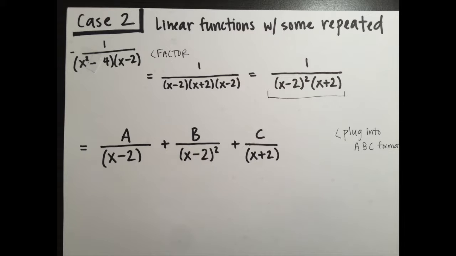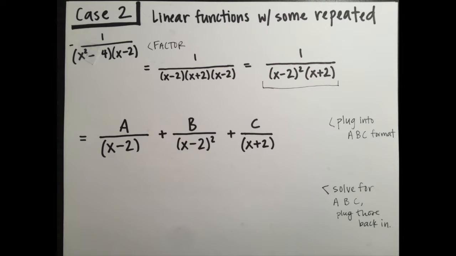In this example, we have x minus 2 squared present. So, under A, we'll have a plain x minus 2, and under our B, we'll write x minus 2 squared. If our factor was to a third power, we'd write x minus 2 cubed under C, but since that's not the case here, we'll drop our last factor, x plus 2, under our C.